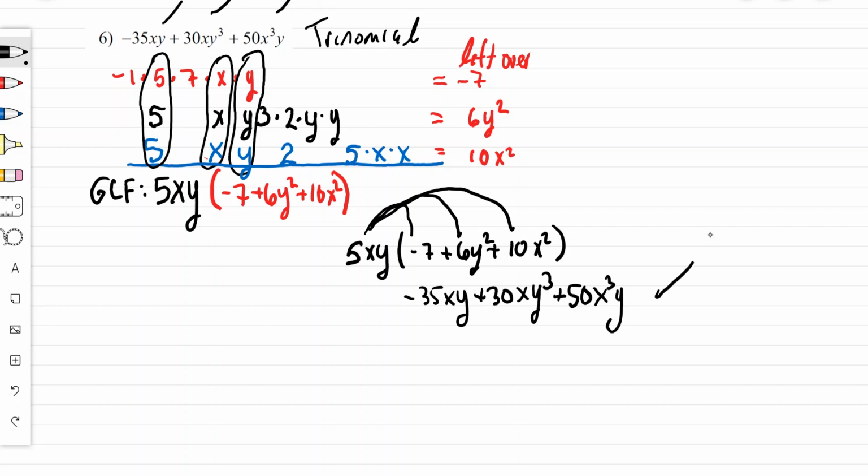I double checked it. Of course, this was my answer. So that's what I would write down.